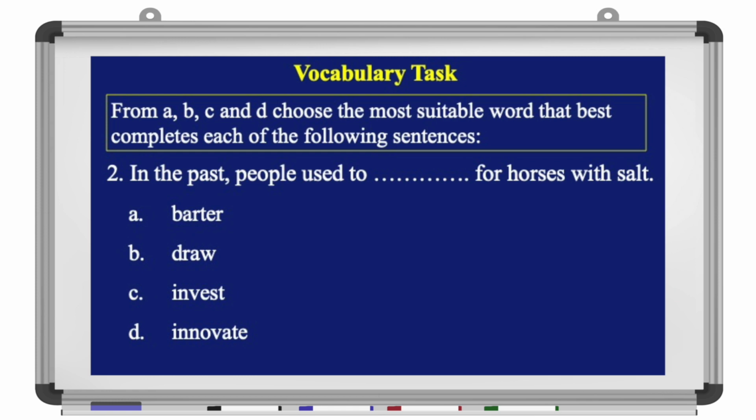Here's sentence number 2. In the past, people used to blank for horses with salt. Again, right now we are using money to pay for things. But like we said, in the past, people did something different. They exchanged. What is another word for exchange? Is it barter, draw, invest, or innovate?